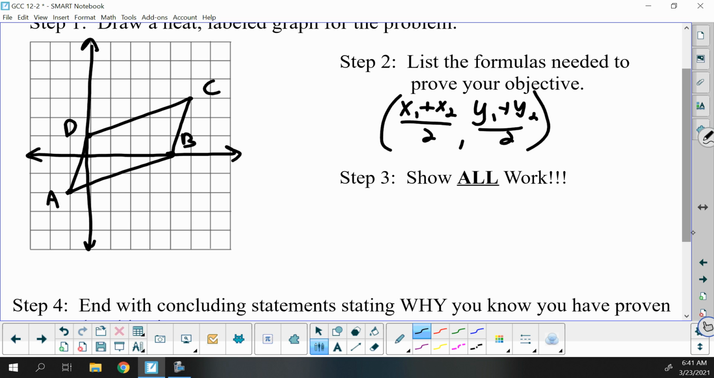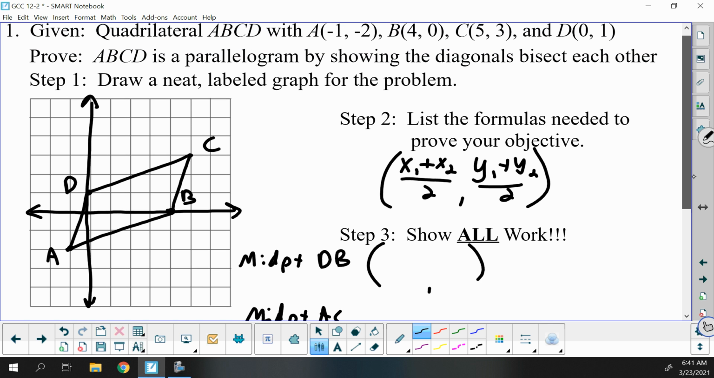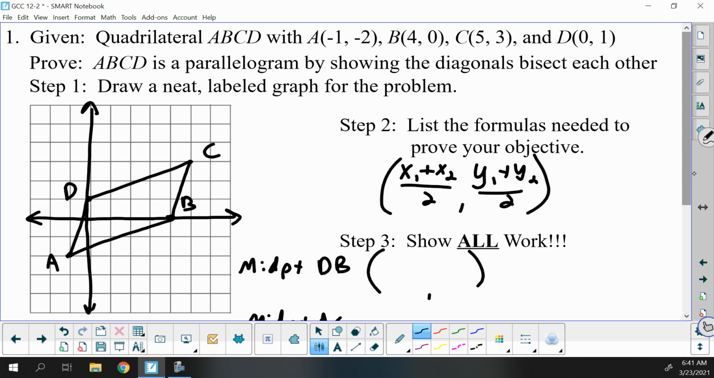So we want to do the midpoints of our diagonals. So we're going to do the midpoint of both DB and the midpoint of AC. So for DB, we're going to take an x plus an x, so 4 plus 0, and then over 2, and then a y plus a y over 2. Well, this is going to give us 4 over 2, which is just 2, and we'll have 1 over 2, which is a half.